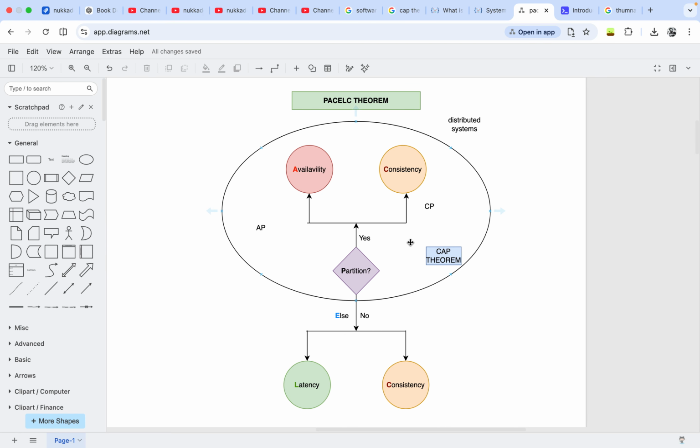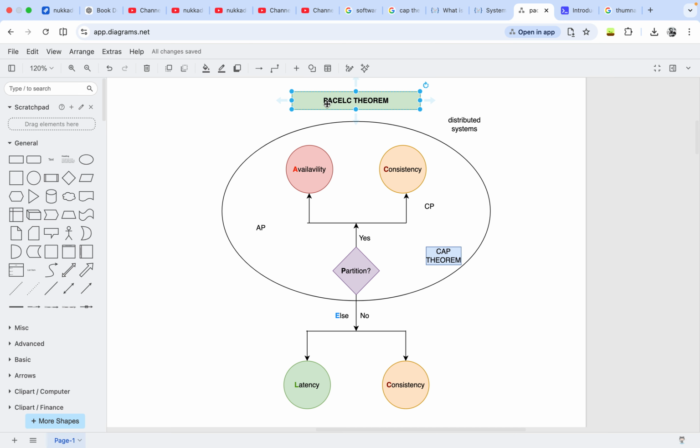Now let's understand what the PACELC theorem provides extra. When there is a network breakdown, when partition is there and there is no communication between the nodes, we can choose either availability or consistency, right? Any one of them, an AP system or a CP system. But suppose there is no network failure, no partition, everything is fine. In that case, what happens? The PACELC theorem says: if, or else.